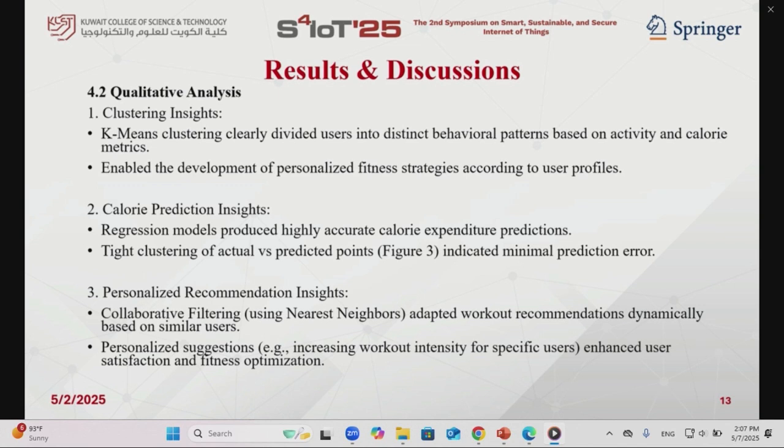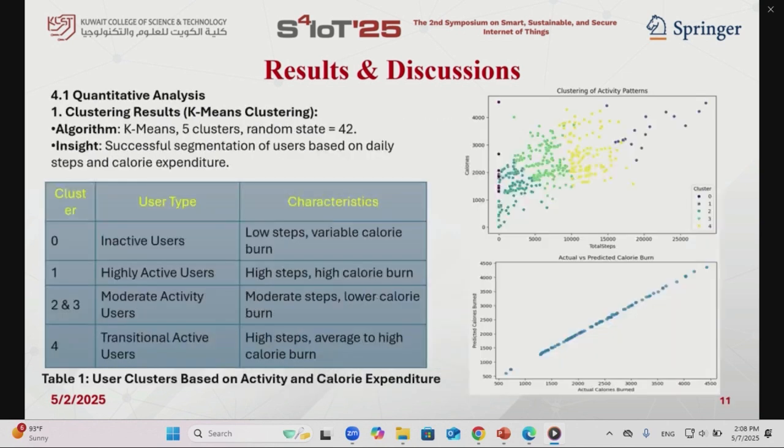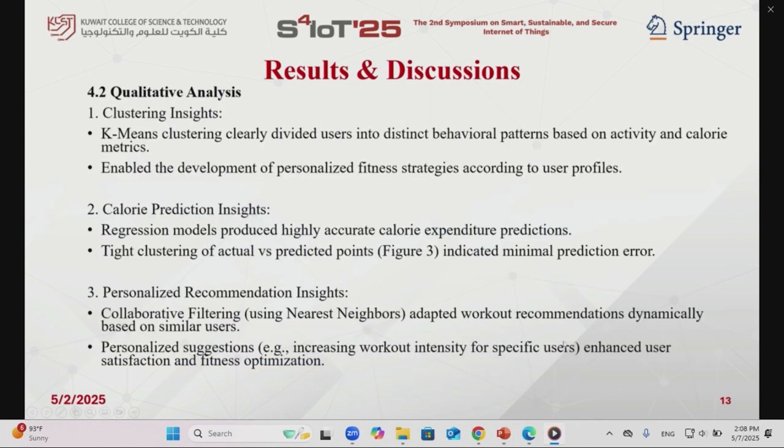In our qualitative analysis, clustering insights show that segment-based strategies can tailor workouts effectively. Calorie prediction exhibited minimal error, as seen in the tight actual versus predicted clusters, as I showed in the previous slide in the actual versus predicted calorie burn graph. Collaborative filtering delivered personalized workout suggestions, for example, increasing intensity for users trending toward higher activity, enhancing user satisfaction. Now moving on to the next slide.